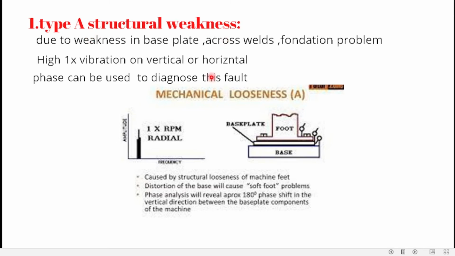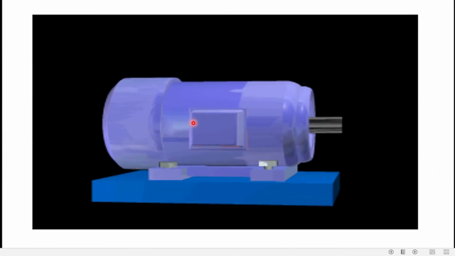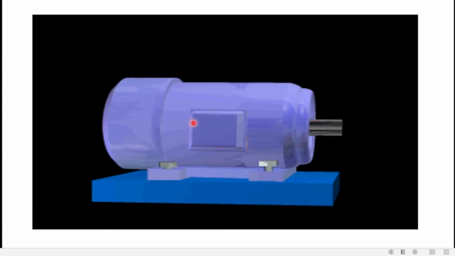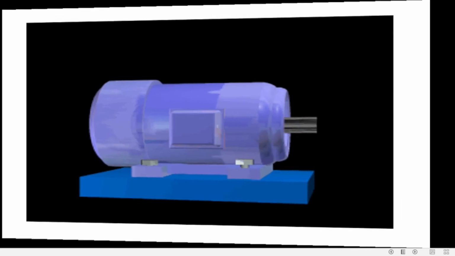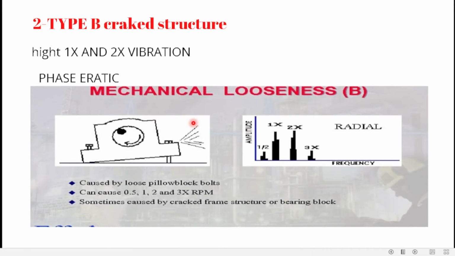First, structural weakness. The phase can also be used to diagnose this fault. We can see the difference between imbalance and looseness. Like we see in this motion, this is the motor running, type A, where we see this looseness. The second is a cracked structure. We have one, two, or three revolutions.